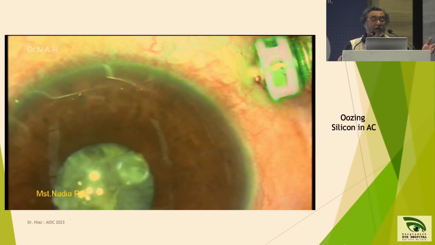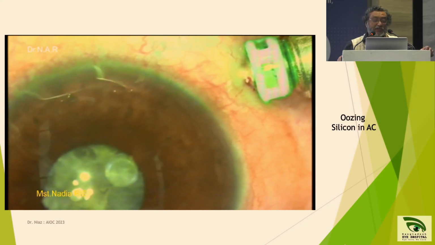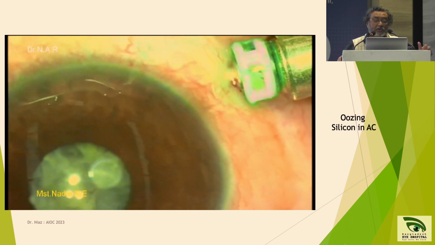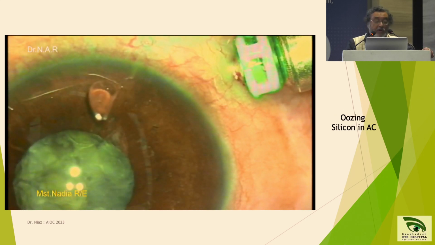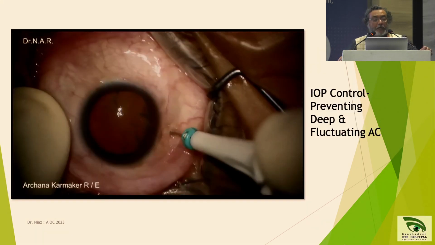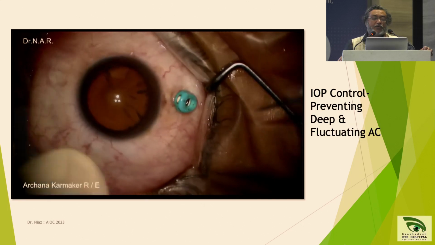This can often happen when there is silicone oil in the eye, and the only way is someone has to wash out the silicone, remove the silicone, and then proceed with the surgery. So this is a really difficult complication that you can face in a vitrectomized eye with silicone in the posterior chamber. Now, the other problem is that you can have a fluctuating anterior chamber.